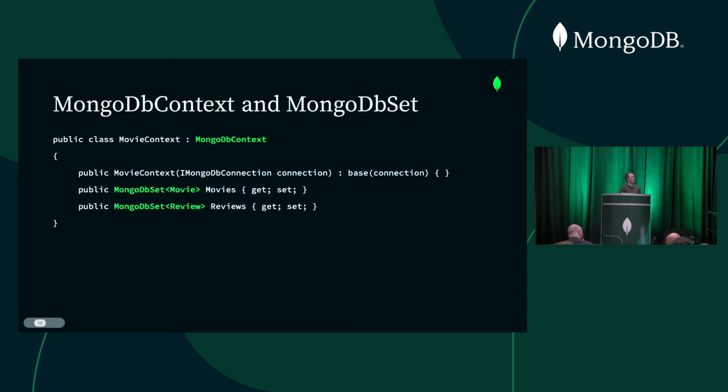For the DB context and DB set, I didn't want a name collision, so I decided on MongoDB context and MongoDB set. But again, it's very similar to how it would be for Entity Framework.